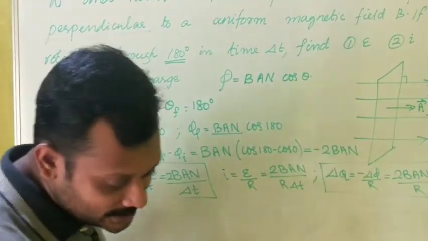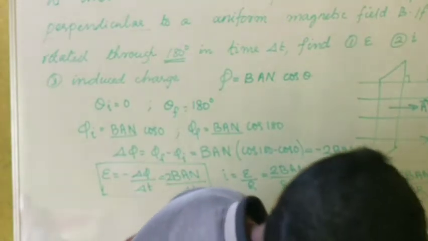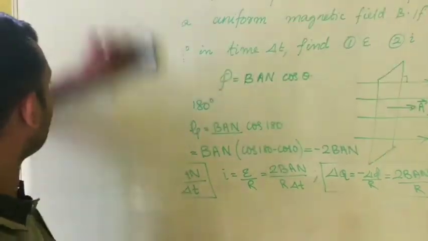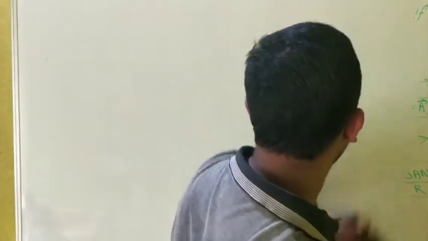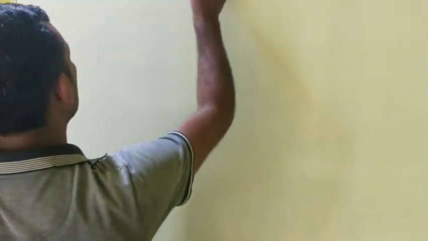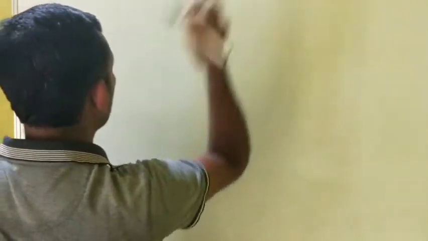Now we will see another situation that is coming as example number 6.6. It's a very important example, I tell you. Rod rotating in a uniform magnetic field. So I'm going to use another method for solving this. Rod rotating in a uniform magnetic field.